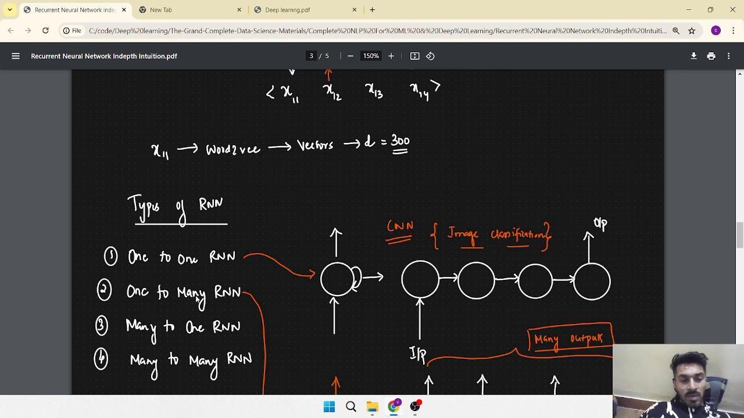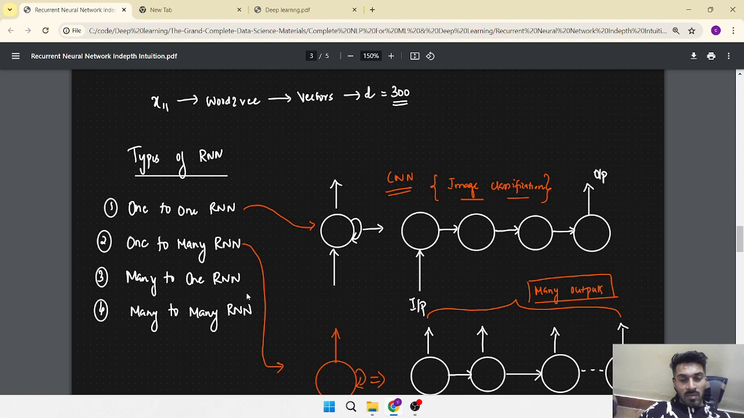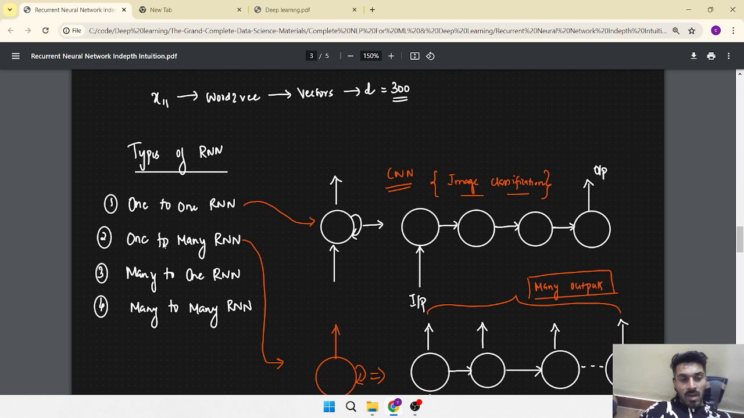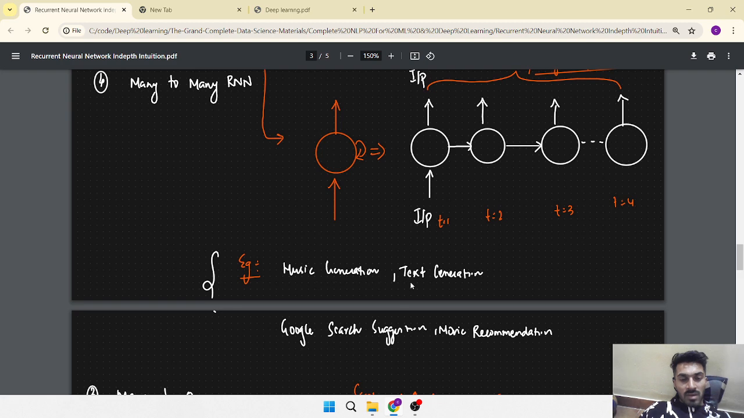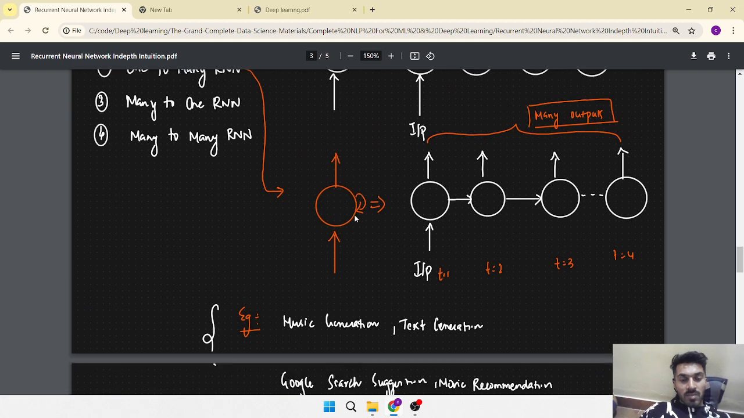The second type is one to many RNN. What is the example? In one to many, we can say to the model, create a song. We only say create a song or anything, and it will create a whole song for you. Or we can say something like music generation or text generation.